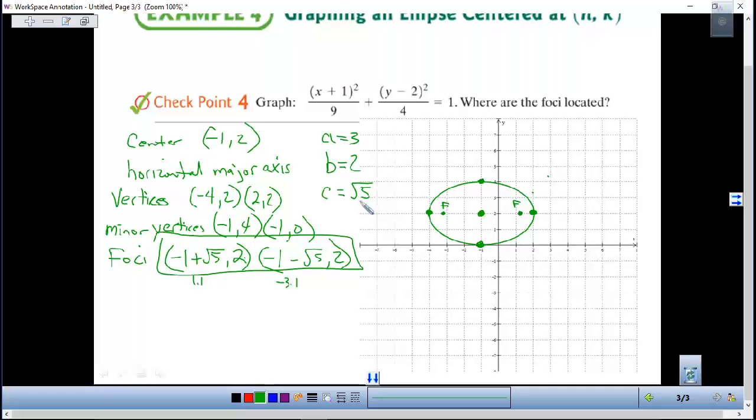Now, guys, if c had turned out to be 3, let's say it turned out to be an even number, not a square root, you can go ahead and simplify that. I'm fine with that. But if it's a square root, I want you to write it like that, as negative 1 plus the square root of 5, comma 2. That's one focus. And negative 1 minus the square root of 5, comma 2. That's the other focus. But I want you to write those points out like that, not as decimals.